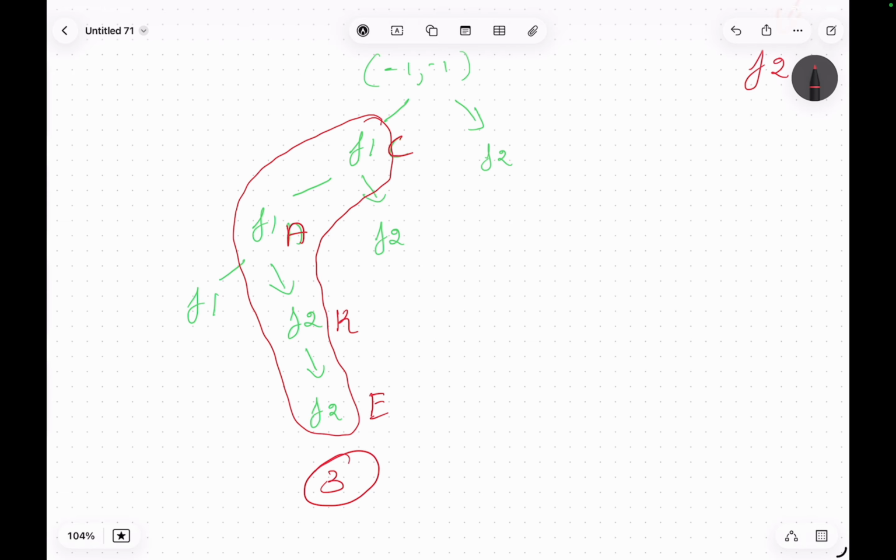So this is the idea. We will be using the memoization technique to implement this particular solution. So with this idea, let us go ahead and code this up.